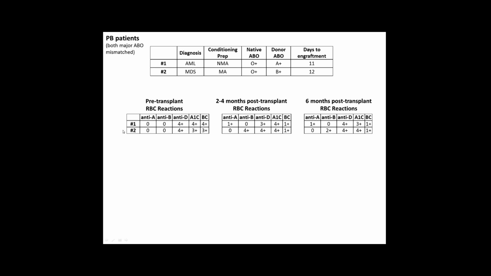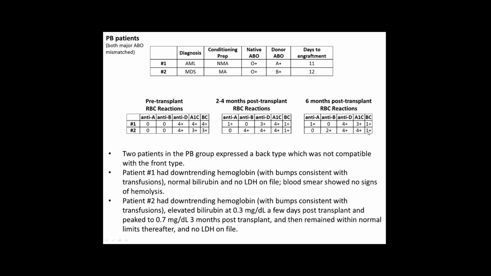Patient number 2 was also appropriately expressing no A or B antigens on her red cell surface and expressing anti-A and anti-B in her back type. We'll move on to 6 months. She was appropriately expressing the B antigen on her surface because she was transplanted with a B product, but also weakly expressing the anti-B antibody in her back type.